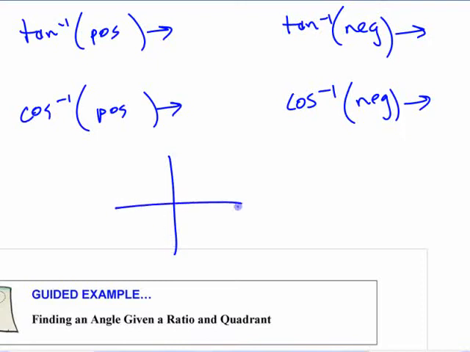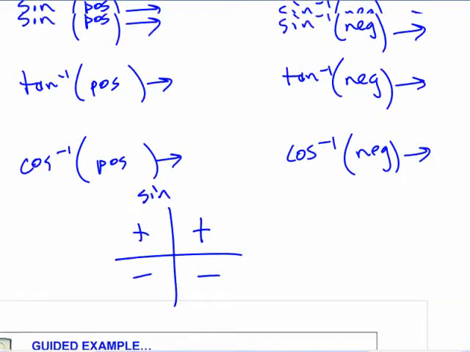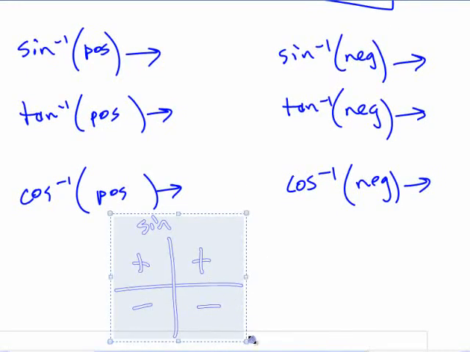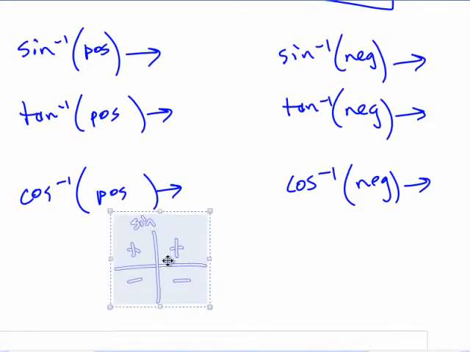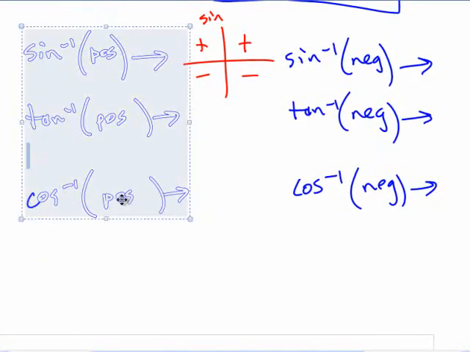Think about what you know about the signs of the trig ratios. What happens for sine here? Sine goes positive, positive, negative, negative, right? This is sine. So let's put the picture right next to what it goes with. Here's my picture for sine, right here. Change the color so we can see it. There's the picture for sine, right? And this can go over here.